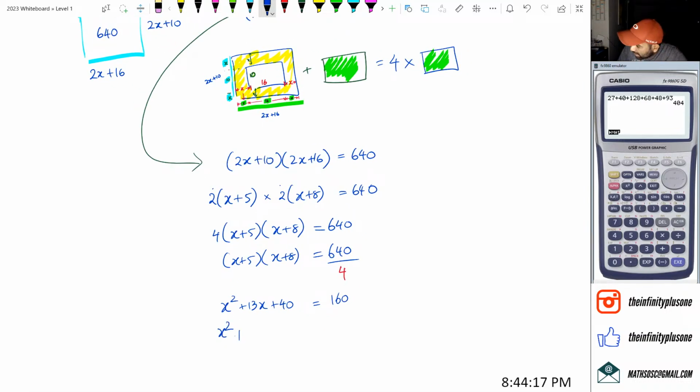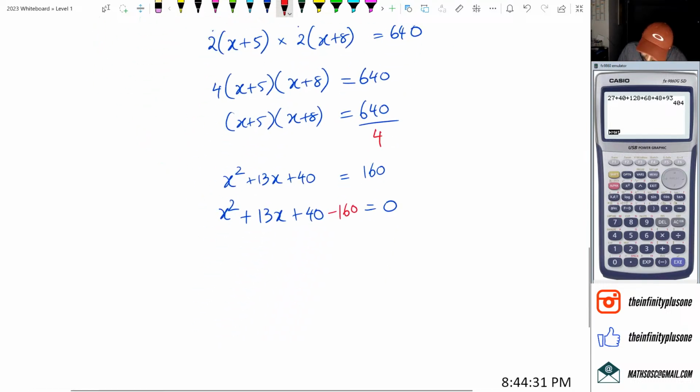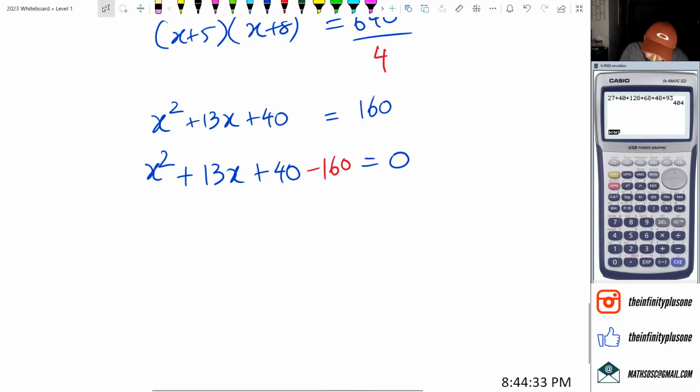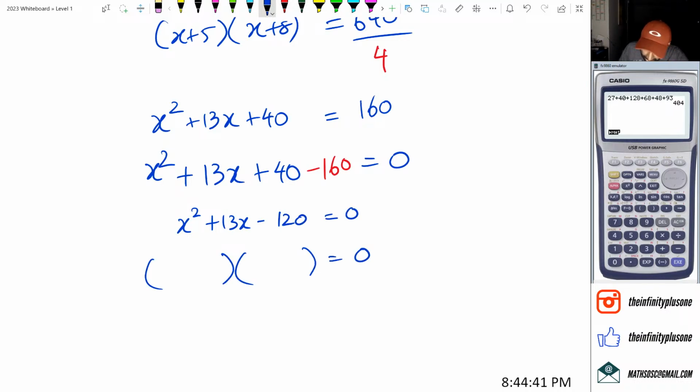Rearranging it, I'm going to get x squared plus 13x plus 40, take away 160 equals 0. Just going to put that in a different color. What do I got here? I've got x squared plus 13x minus 120 equals 0. To factorise, what am I going to get?